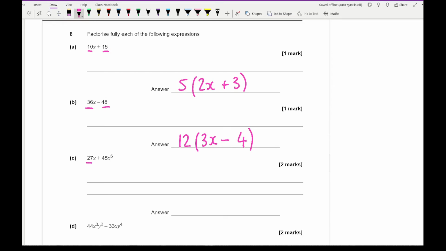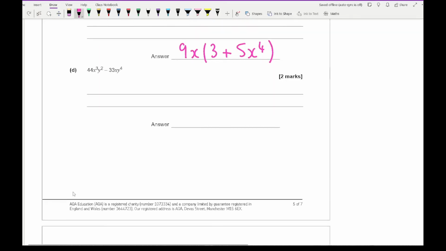So again, looking at the numbers, I take out the biggest common factor of 27 and 45, which is 9. And I take the smallest power of x, which is just a single x. Then inside the bracket, I'm going to end up with 3 plus 9 times 5. And I've got 1x, but I need 4 more, so that's going to be x to the power of 4.